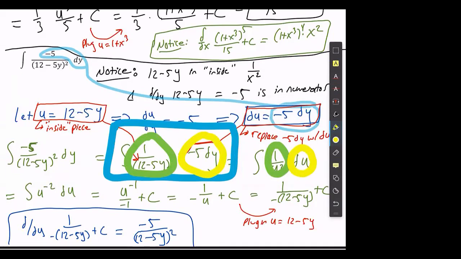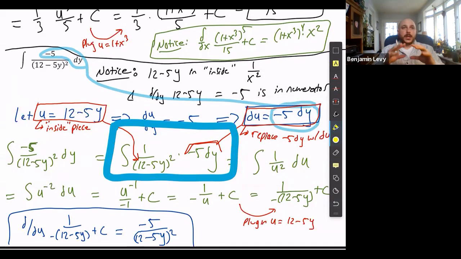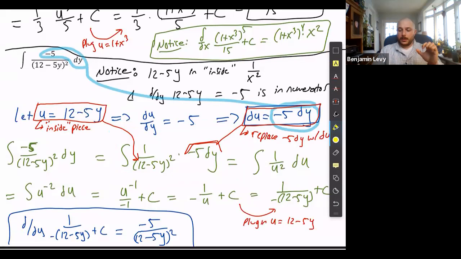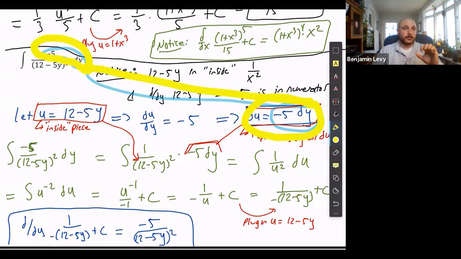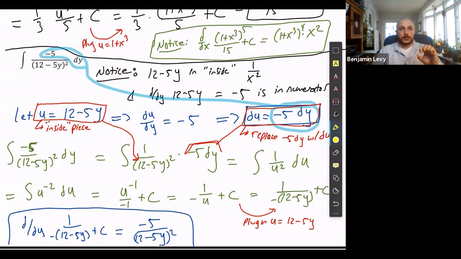And why isn't u like 1 over 12 minus 5y? Because I was recognizing that when I take the derivative of just 12 minus 5y, I get something else that's in the problem still. You get the 5 dy, and that was good because that was in the problem. If you let it be 1 over, you're going to have a chain rule thing, and it's going to get more complicated, and it's not going to be something that's in the problem. Those are good thoughts. Thank you.